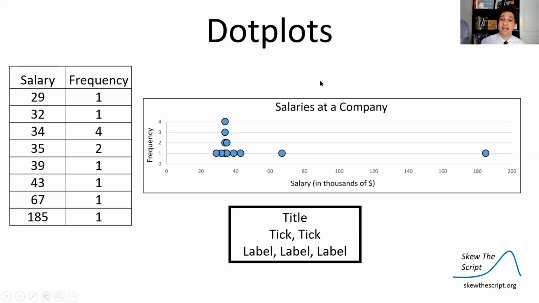Now, for this case, I have a title, salaries of a company. I've included tick marks and a scale on my y-axis and a scale on my x-axis. I've also labeled both axes, frequency on my y-axis and the actual value of salaries on my x-axis. And you can see here, I visualize the frequencies with the heights. We have 4 data points at 34,000, we had 2 at 35, etc. We also get to see with this visualization how much of an outlier, how much of an unusually high value this person who made $185,000 is. Maybe this is the boss of the company.